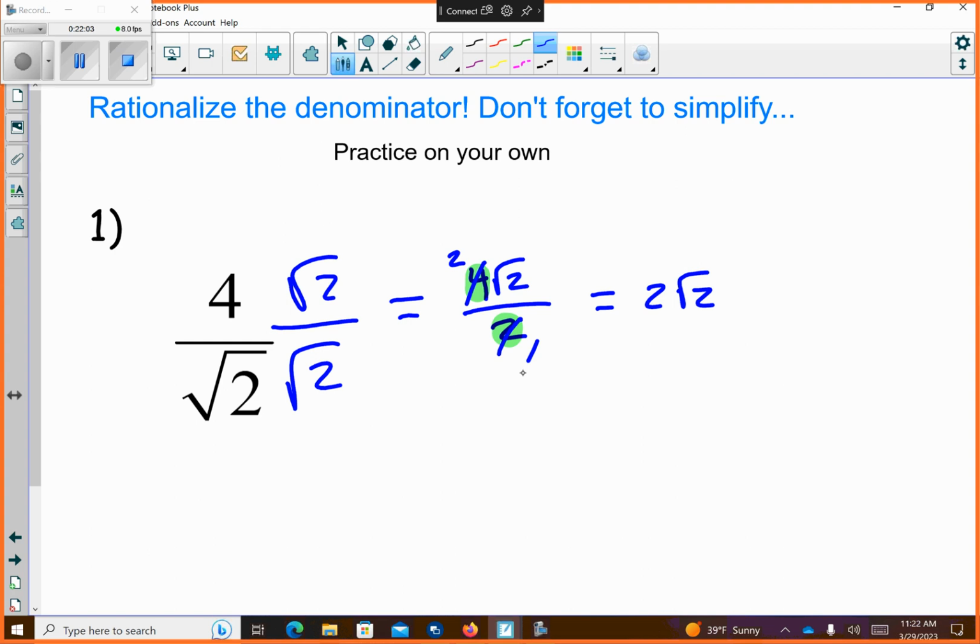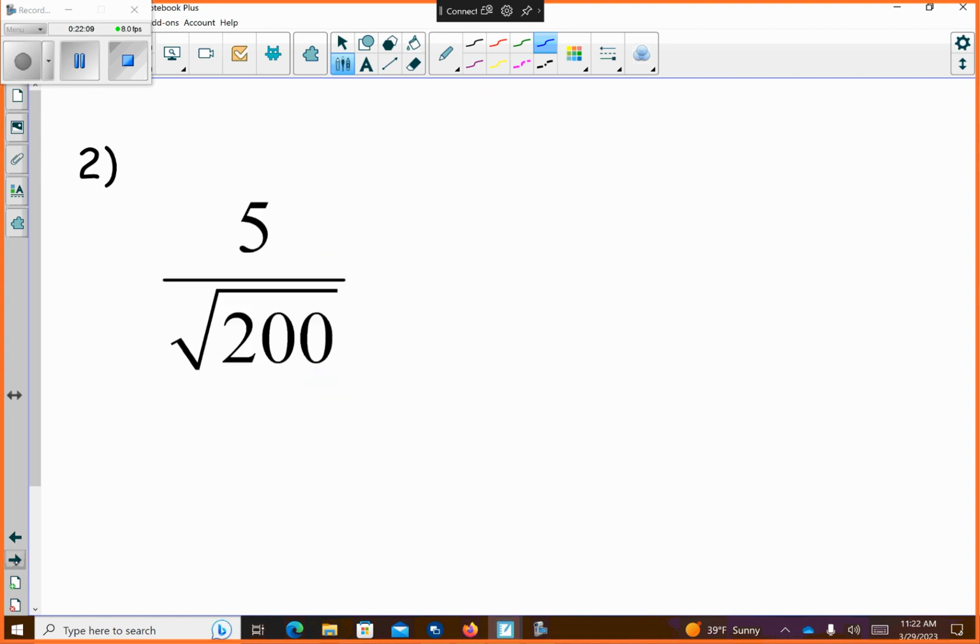All right. Are you ready for number 2? Okay, 200 is a pretty big number. Agree? So can anyone think what perfect square times another number would give me 200? 100 times 2. Very good.